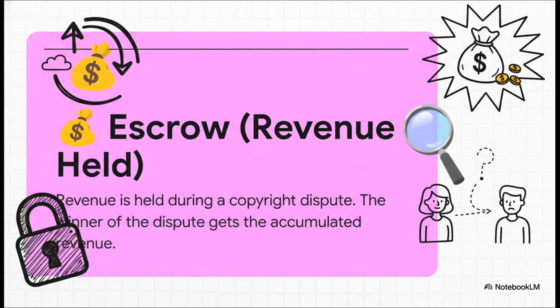Now, this icon means the money is being held in escrow. It's basically on hold. It appears when you decide to dispute a copyright claim. So while you and the claimant are sorting it out, YouTube holds all the ad revenue in a separate account. And then, whoever wins the dispute gets all that cash that's been building up.